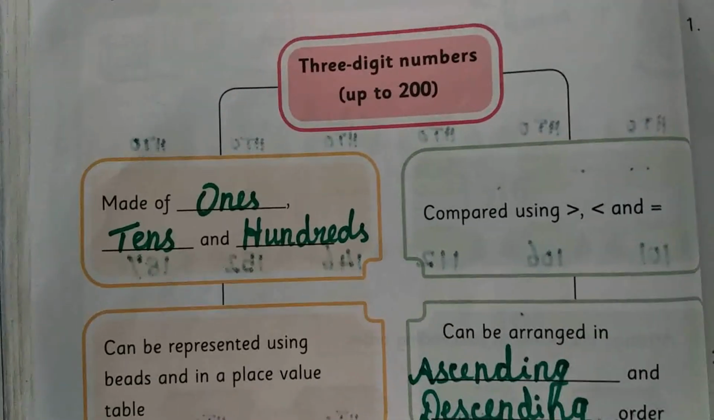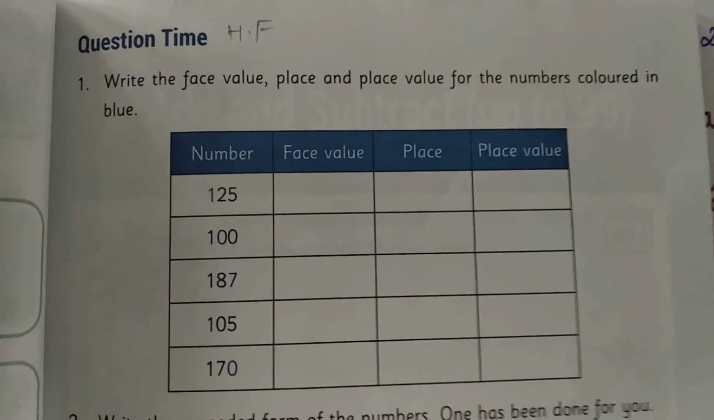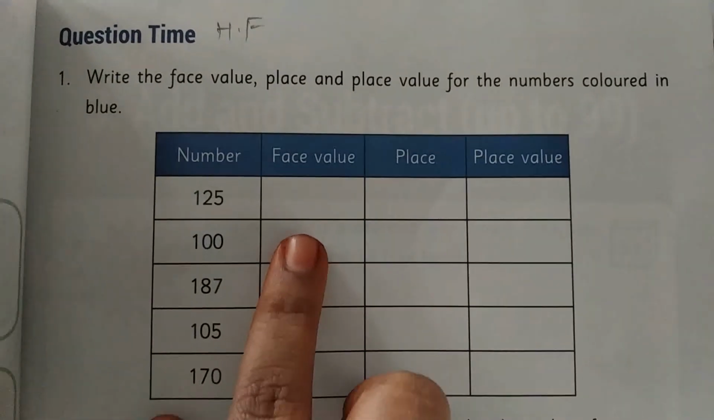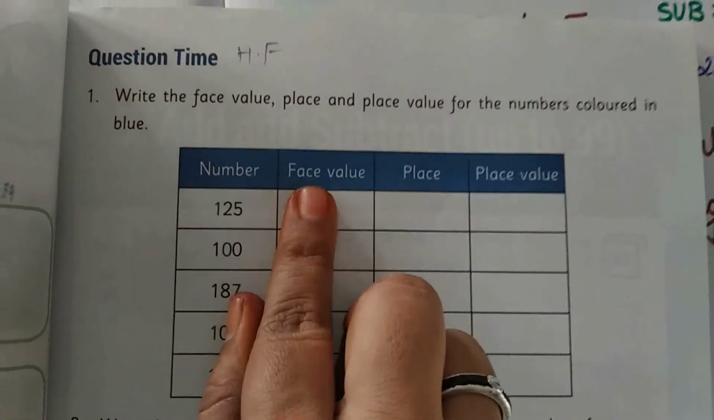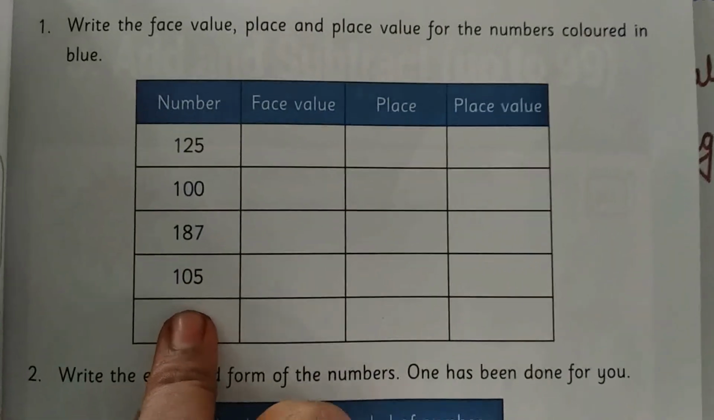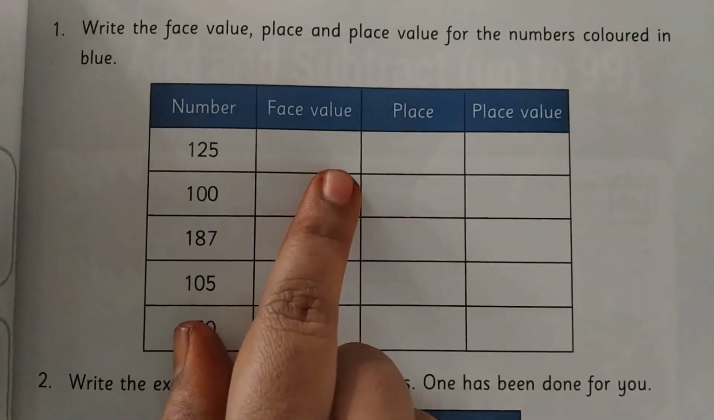Okay, children? And see page number 41, question time. They have given that, which is also home fun, children. You write the face value and place value for the given numbers. They themselves have mentioned for which number you want it, right? You fill that.